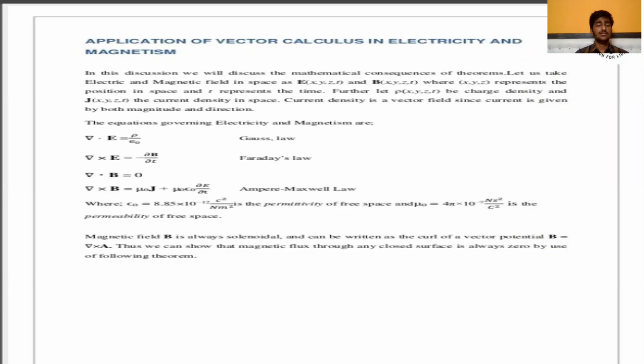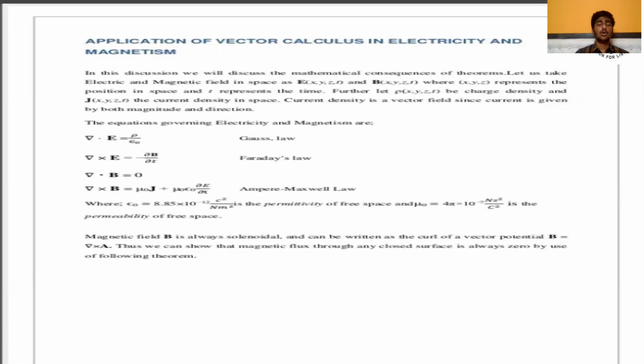Delta cross B is equal to mu naught J plus mu naught epsilon naught dou E by dou t, Ampere-Maxwell law, where epsilon naught is equal to 8.85 into 10 power minus 12 C square by N m square, the permittivity of free space, and mu naught is equal to 4 pi into 10 power minus 7 N s square by C square, the permeability of free space.